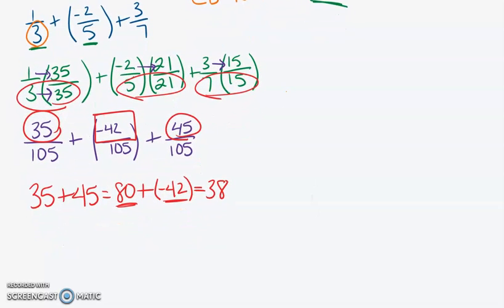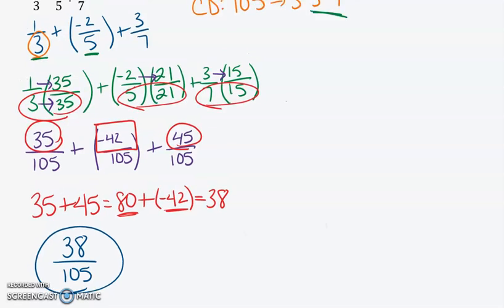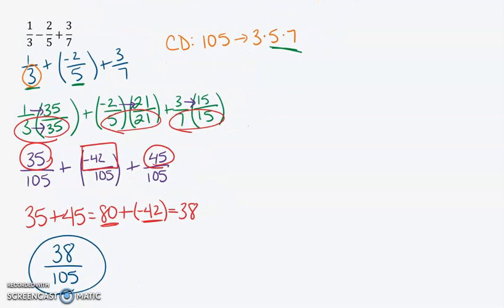Now remember that this is just our numerator, so we still need that denominator. So I'm going to say 38 over 105, and I'm going to check. Is there any number that these can both be divided by? And after going through and taking a look, no, there's not. So that's my final answer. So now I know that 1/3 minus 2/5 plus 3/7 gives me 38 over 105.